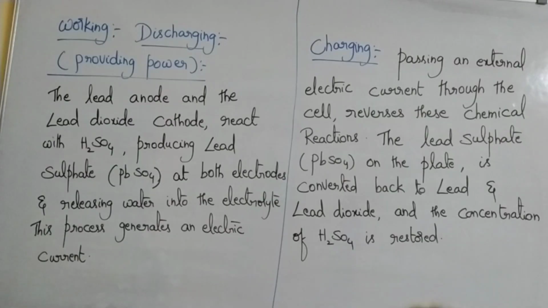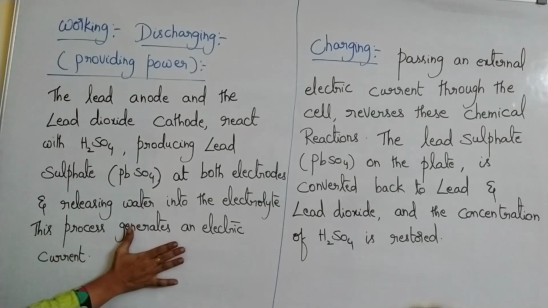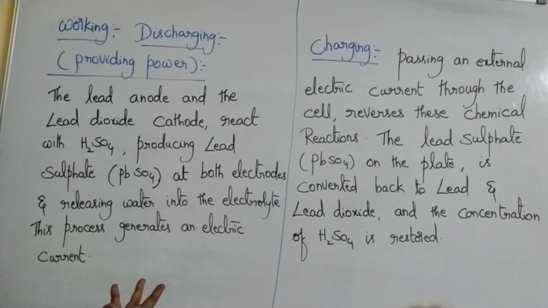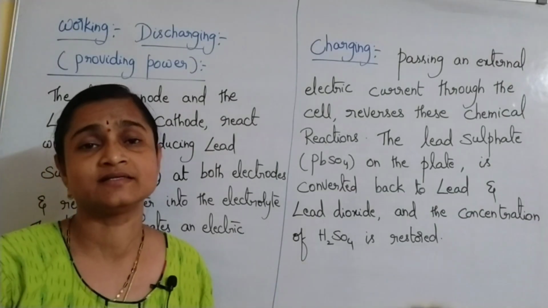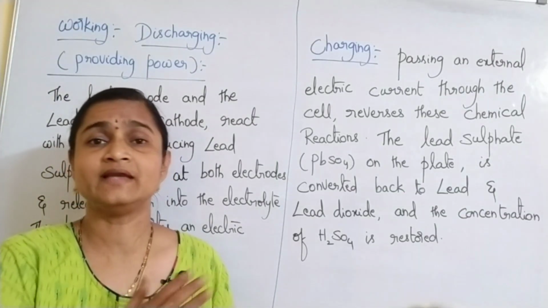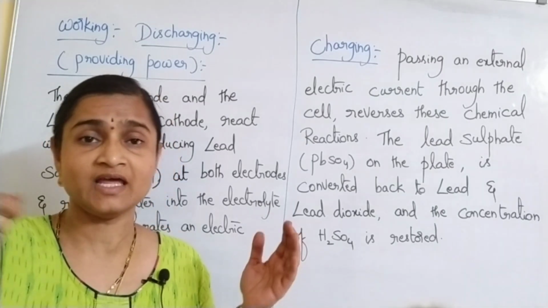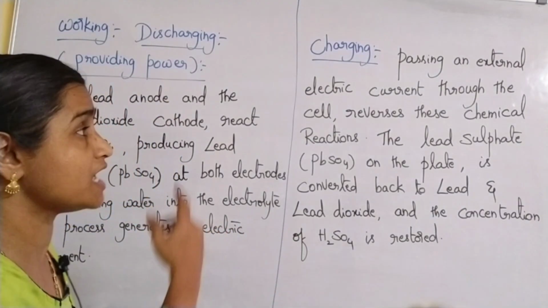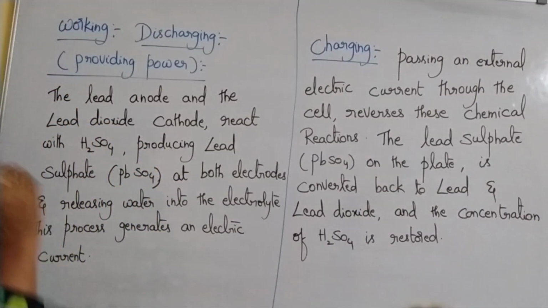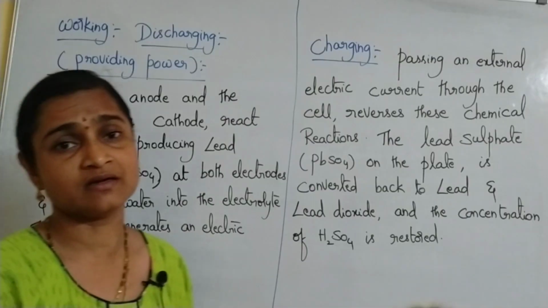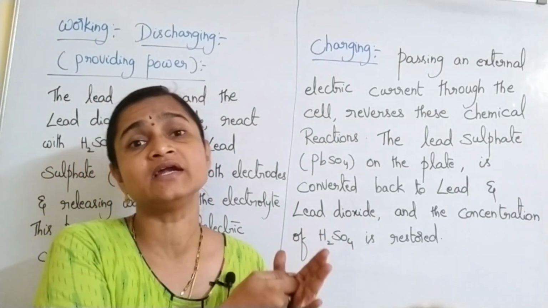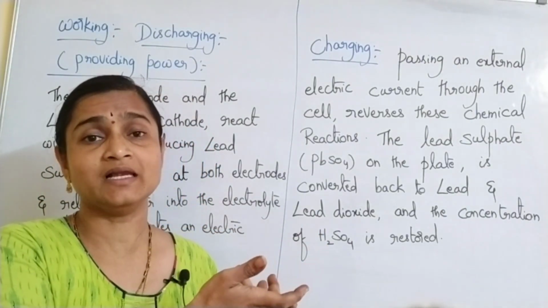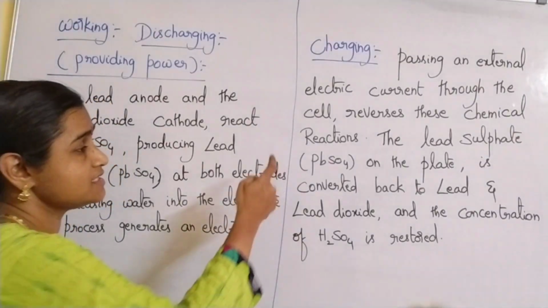Next, coming to charging. Once the power is provided, we keep using the battery. Once the battery gets discharged, it is completed, and we need to plug it in to charge it again. How does charging happen? Passing an external electric current through the cell reverses the chemical reaction.